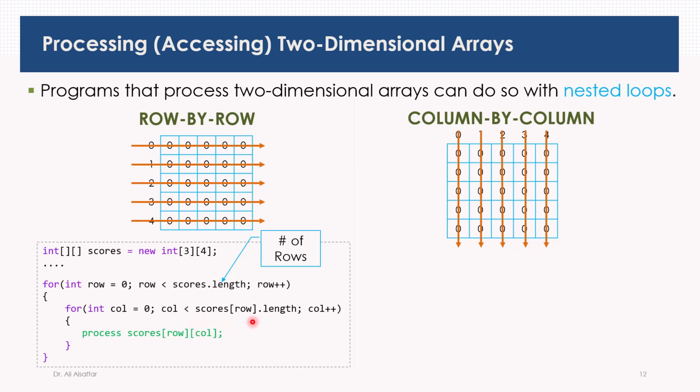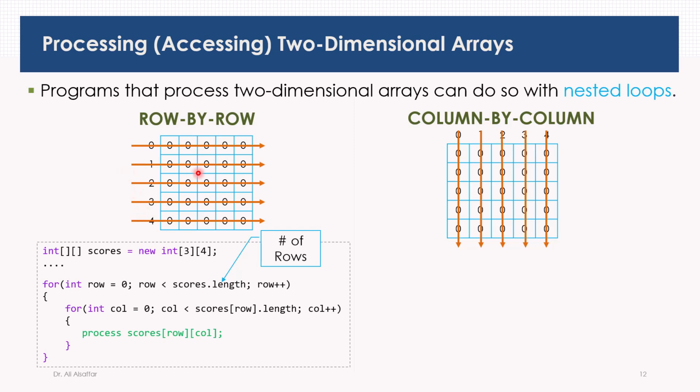So when you write scores[row], if row is 0, then you are referring to the first one-dimensional array. And if you use dot length, then it will give you the size of this one-dimensional array, which is the number of columns. Now, if you go to the next row, row equal to 1, then you are referring to the second one-dimensional array. And again, if you use dot length, then that means you are determining the number of columns.